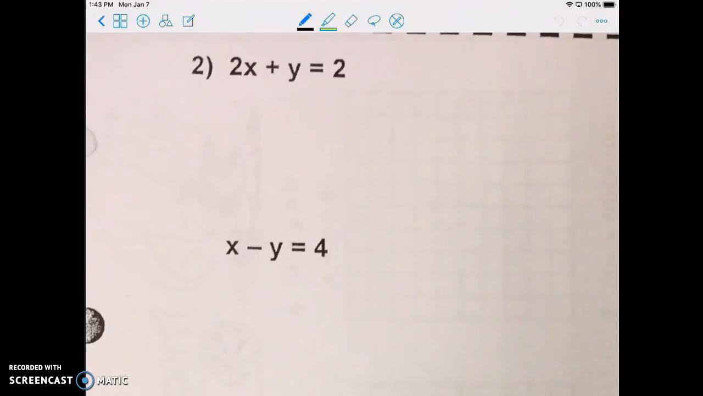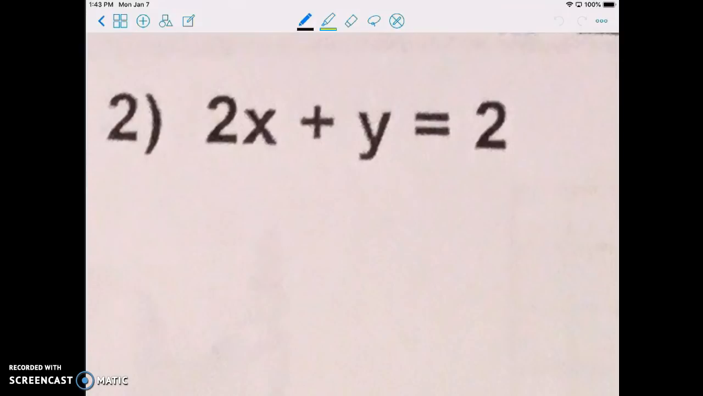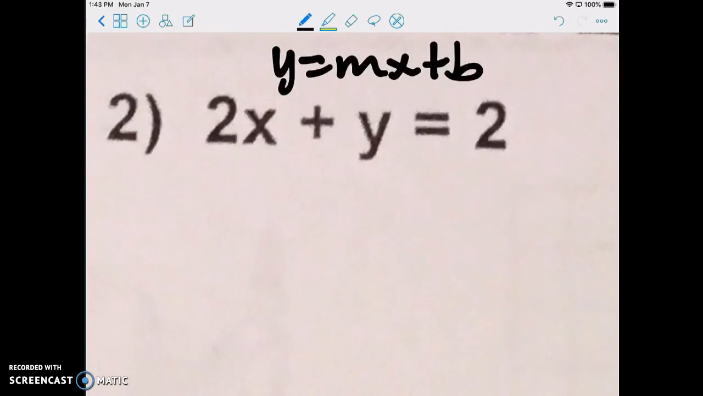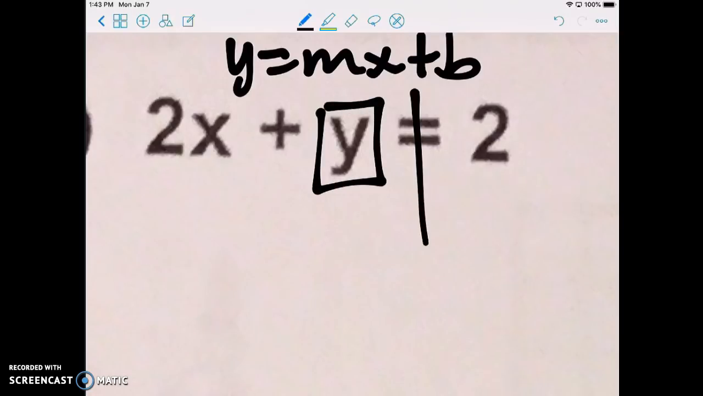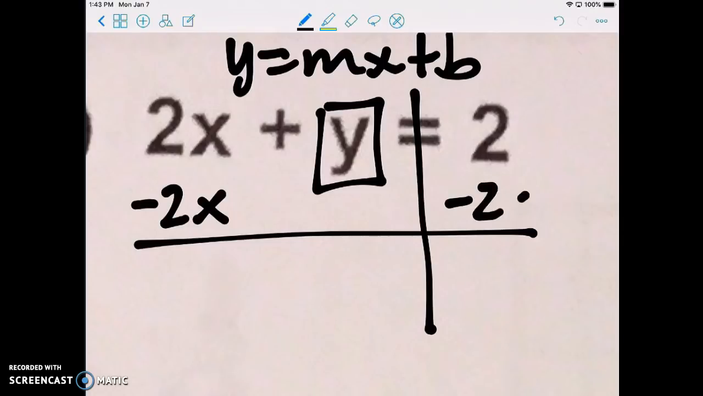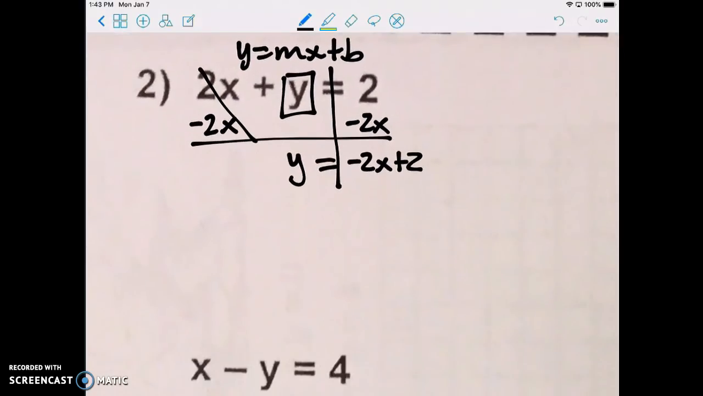Alright, so what happens when we have an equation that is not in the y equals mx plus b form? Well, we make it that way first, and we've done that before. Remember that we want y by itself. So we're going to draw our line and move our x to the other side. Now we have y equals negative 2x plus 2, and now we can graph that one.